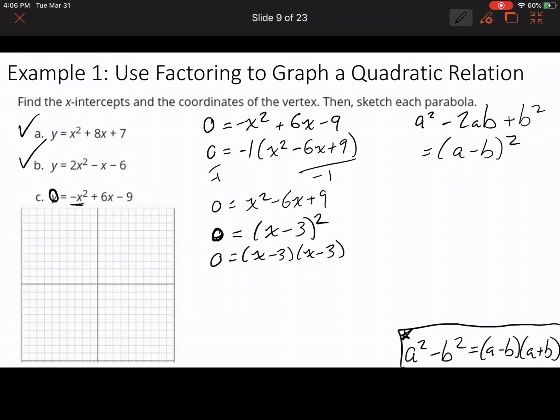So rather than have an a times a b, we've got 2 a's. So we know there's only going to be one answer for x. X is going to equal 3. So what does that mean?